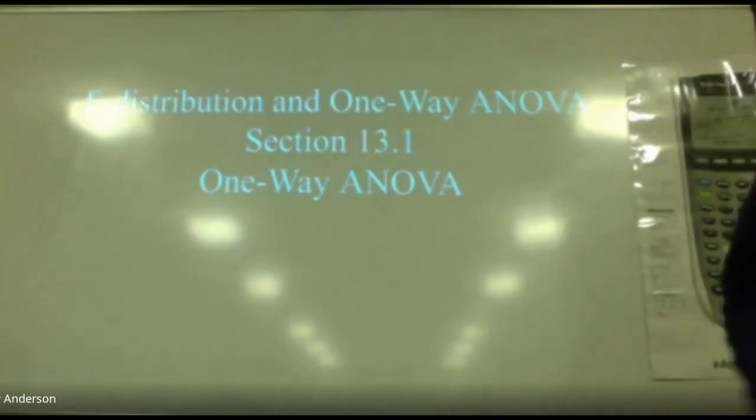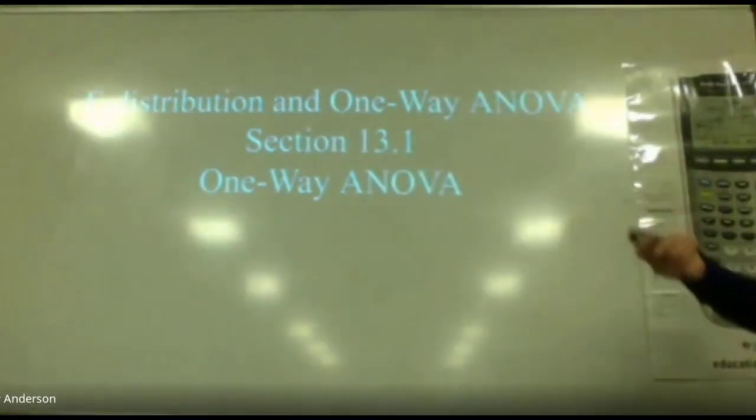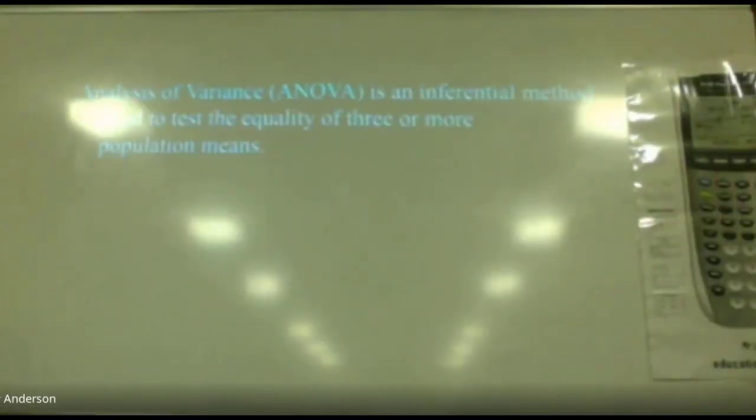So section 13.1, we're just going to get some information about the one-way ANOVA. First of all, analysis of variance is an inferential method used to test the equality of 3 or more population means. So far, we've only dealt with 2 things at a time. Now we're dealing with 3 or 4 or 5 different groups, and we're asking, are these means all the same?